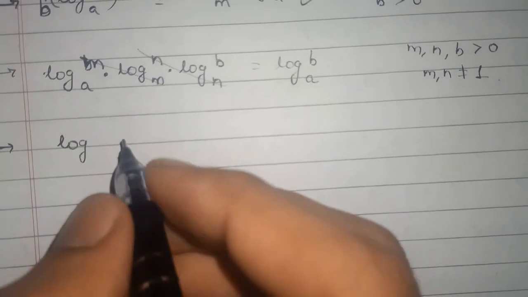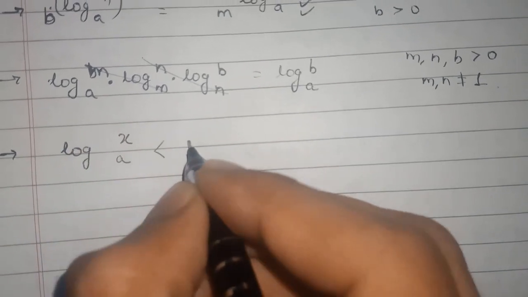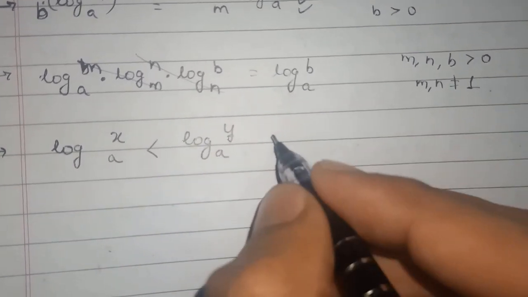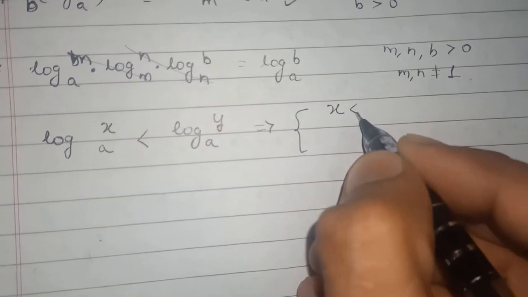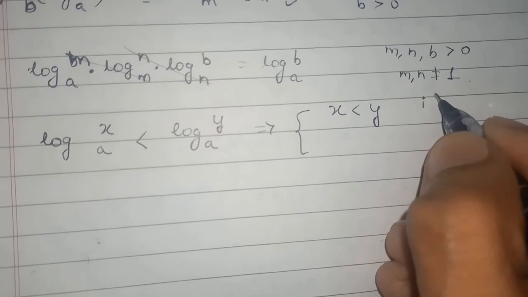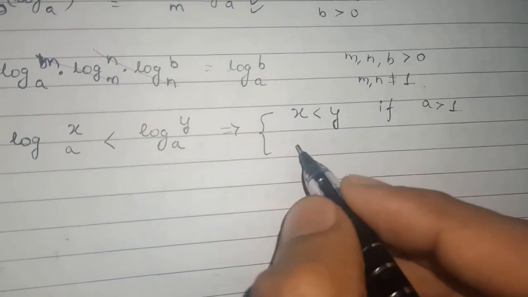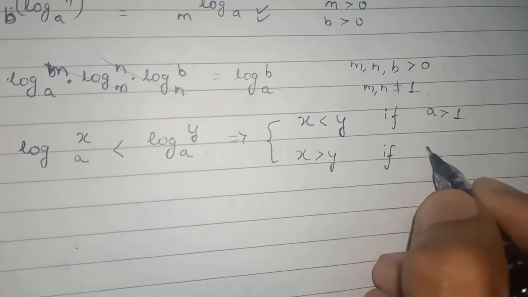Next, if log x to the base a is less than log y to the base a, then what are the possible conditions? First, x is less than y if a is greater than 1, and x is greater than y if a is less than 1.